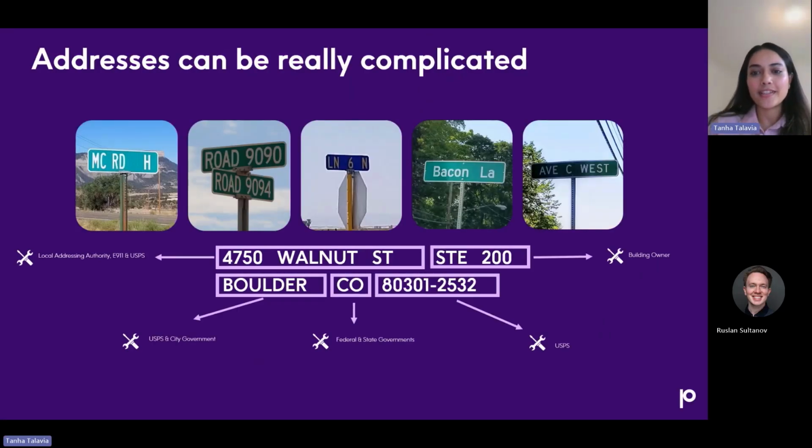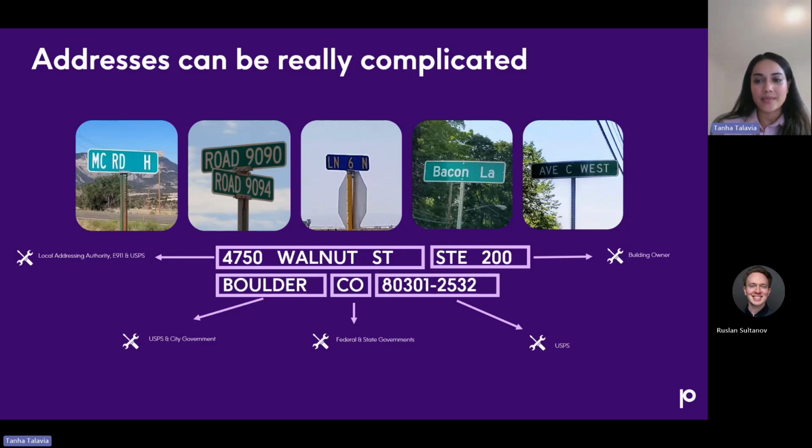Thanks for the introduction, Ruslan. So hello, everyone. To learn more about how Precisely can solve address data related issues, we need to first understand why it's hard to maintain and work with address data. We all know that addresses can be really complicated at times. Each field in an address is owned and maintained by different entities, and these fields frequently change independently. Thus, it is hard to maintain their accuracy.